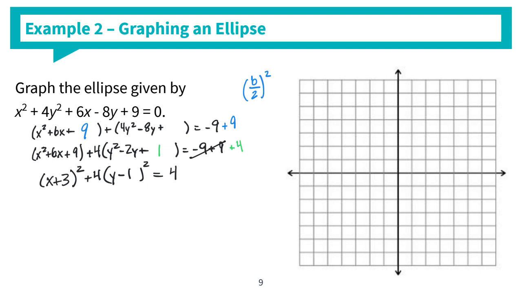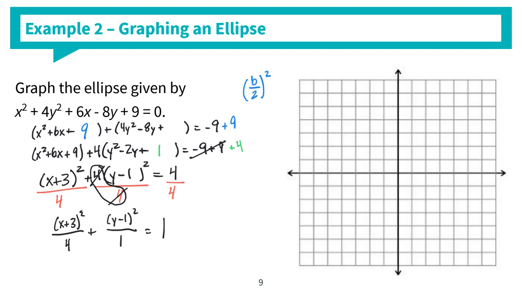What we need on the right side, remember, is a 1, and I have a 4. So I need to divide each of these terms by a 4. So I'm going to have x plus 3 squared over 4. If I simplify this fraction, they actually cancel out, and I'm just left with a 1. So I'm going to have y minus 1 squared technically over 1, and 4 divided by 4 is 1.